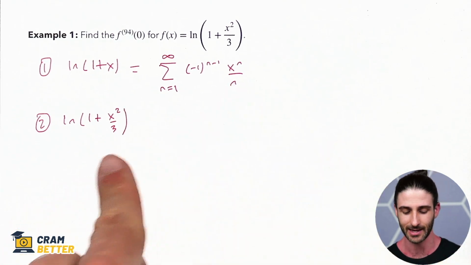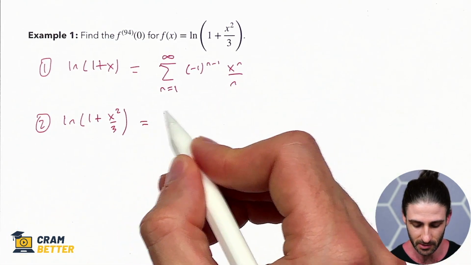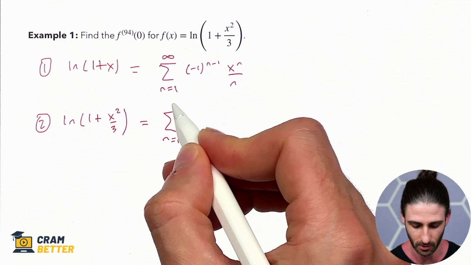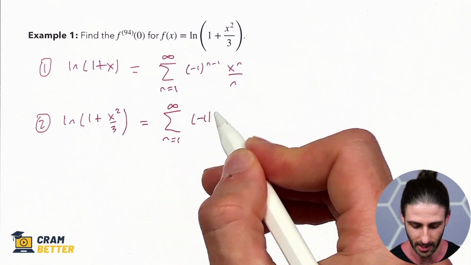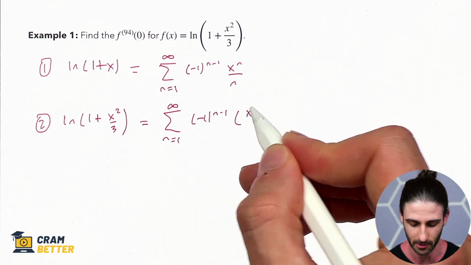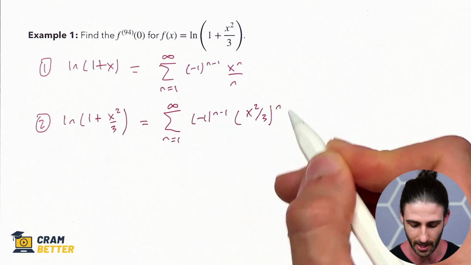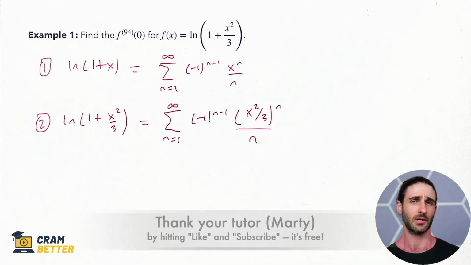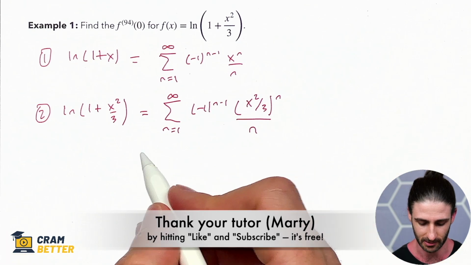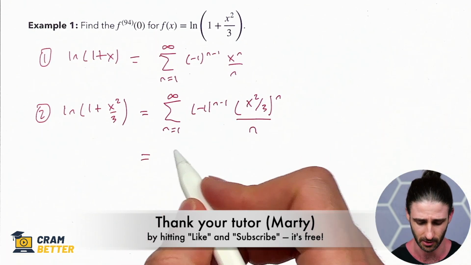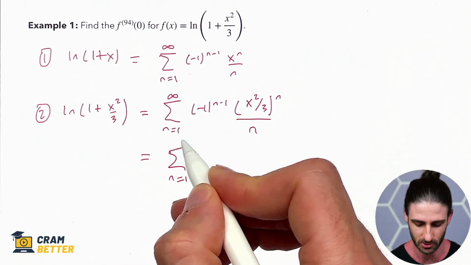So I'm just going to replace x with x squared over 3. So this becomes sigma n equals 1 to infinity, negative 1 to the n minus 1. That stays the same. But now I'm going to put x squared over 3 to the n, and that's all over n. And then we're going to clean this up a little bit just so we don't have fraction over fraction. So we're going to go sigma n equals 1 to infinity.